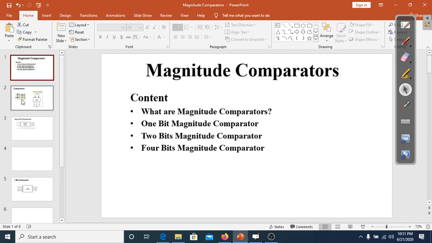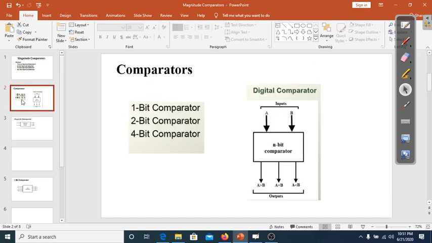Now, let us talk about comparators. What is a comparator? A comparator is a combinational logic circuit that compares the magnitude of two binary numbers or binary quantities to determine which one is greater, equal, or less in magnitude. In other words, a comparator determines the relationship of two binary quantities.